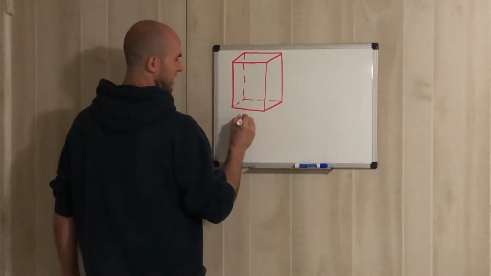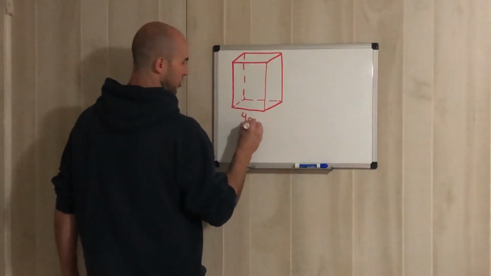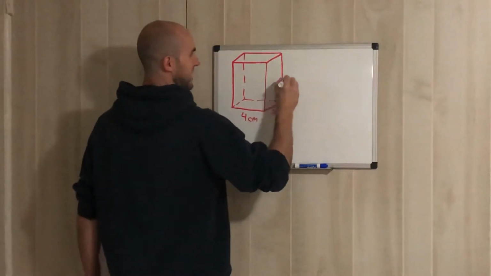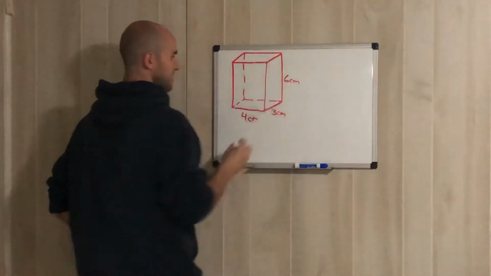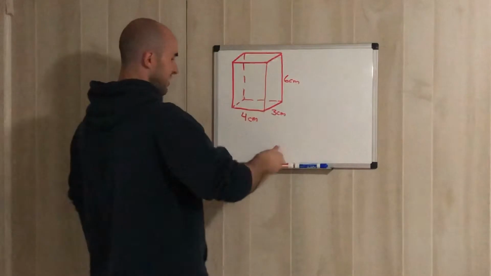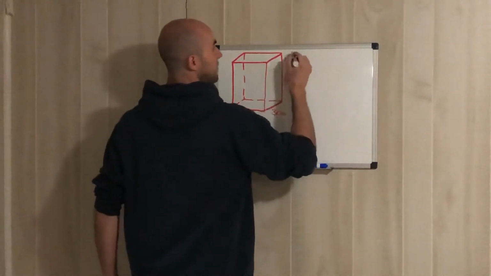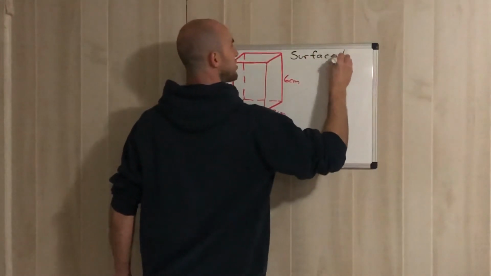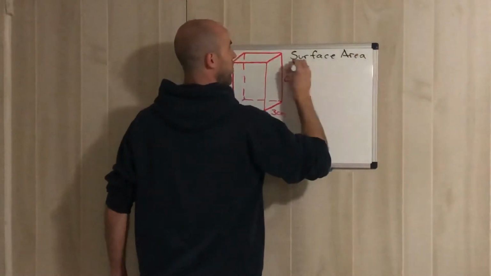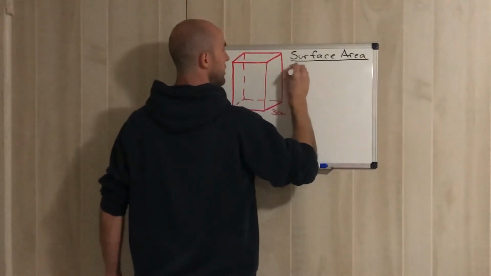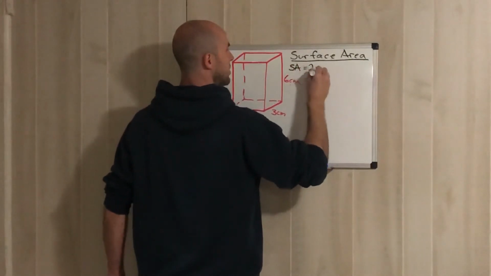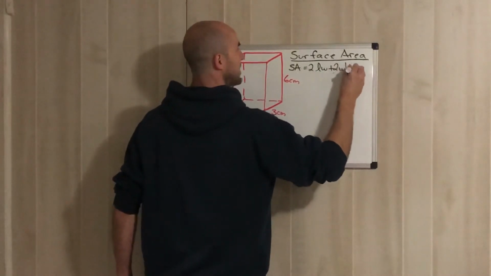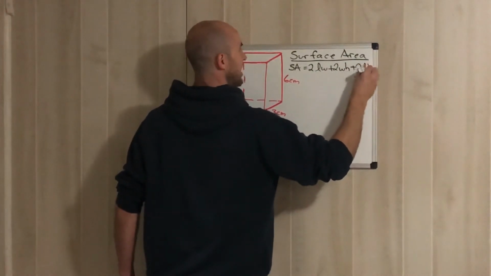So let's say that this here is going to end up being 4 centimeters. Let's say that this here is going to be 3 centimeters. And let's say that the height's going to end up being 6 centimeters. So if you want to find surface area, and again, all of this is on that formula sheet that I provided, right? So if you want to find surface area, the formula for surface area is going to be 2 length times width plus 2 width times height plus 2 length times height, right?